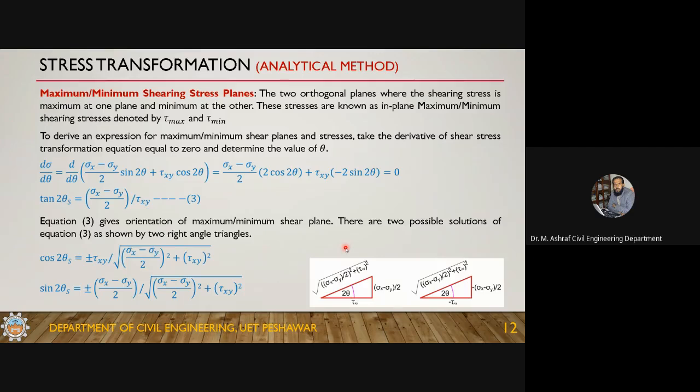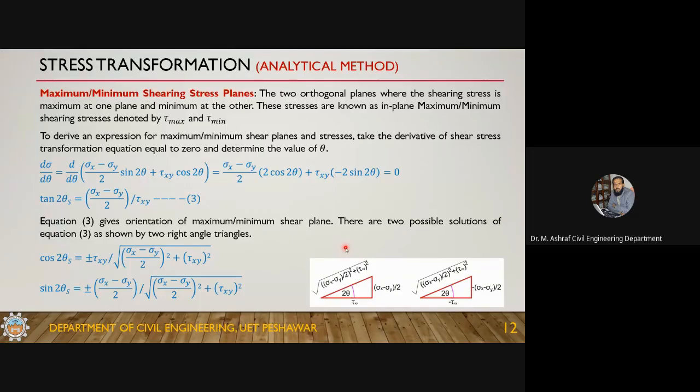The maximum and minimum shearing stress plane. We talk about the normal stresses. The principal planes are for the normal stresses. Then you must know what will be the plane at which the shearing stress will be maximum. How to look at that plane and how to get an expression for the maximum and minimum shearing stress. So the two orthogonal planes are, well, luckily these are also orthogonal, just like the principal planes. Two orthogonal planes where the shearing stress is maximum at one location and minimum at the other.